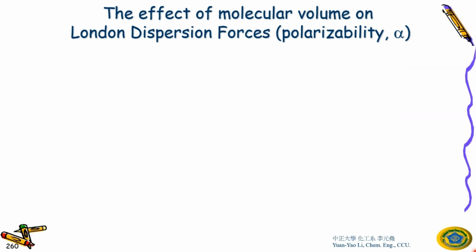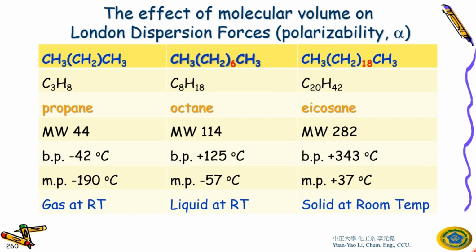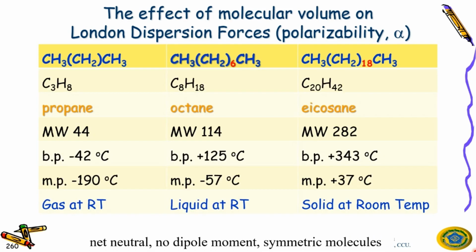So with London dispersion force, we also introduce polarizability, which we call alpha. This is another example, with hydrocarbons. The difference between these three hydrocarbons is only the size. This is the smaller one, with 6 CH2. This has 18 CH2. As you can see, the size is larger, a long chain. This is propane, this is octane, and this is icosane.